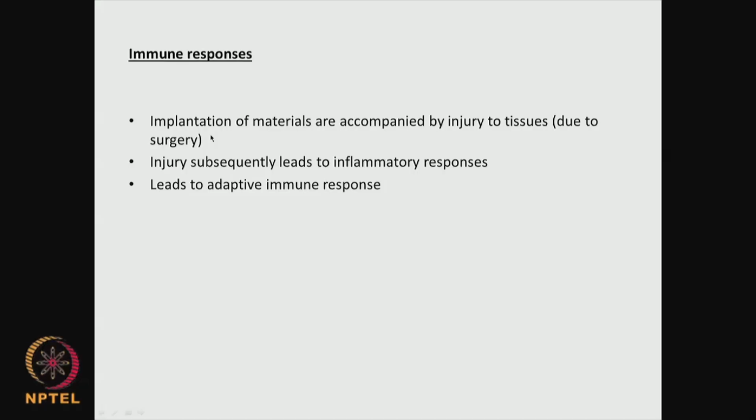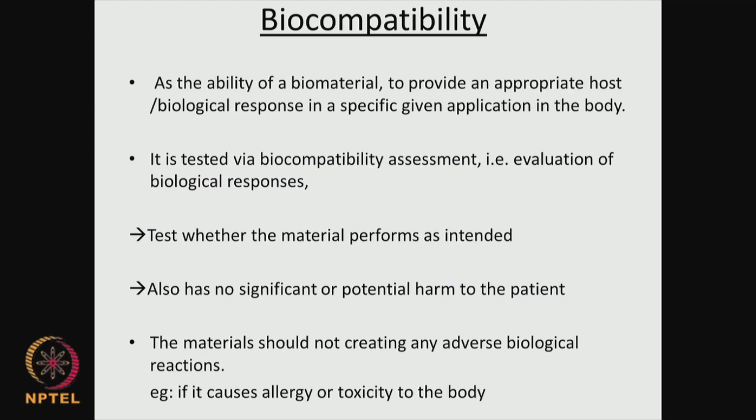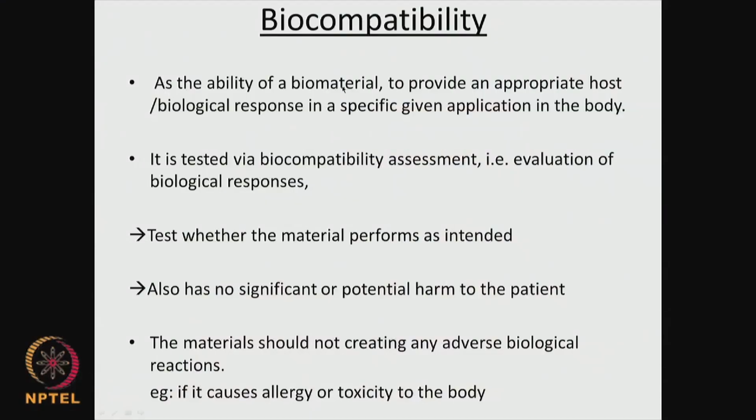So, what happens on the immune side? You are implanting a material, so there is an injury to tissues due to surgery. All these lead to inflammation, and there is going to be an adaptive immune response because of all this. So, what is biocompatibility? In the beginning I said all biomaterials have to be biocompatible. This is the ability of a biomaterial to provide an appropriate host or biological response for a given application in the body. There are many ways by which we can do biocompatibility assessment.